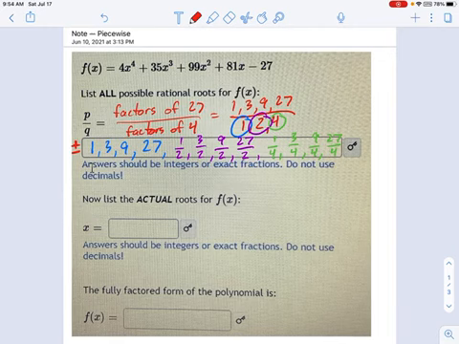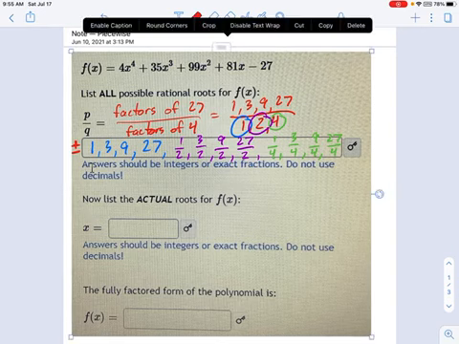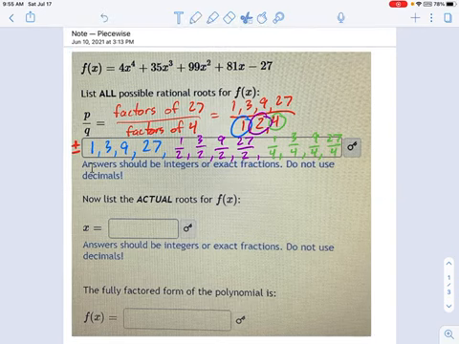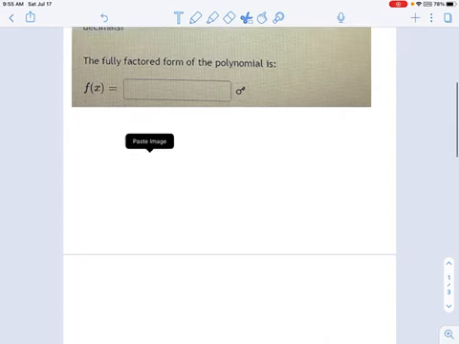So you're actually going to be entering like 24 answers in this box for all the possible roots. And now, which of those 24 possible roots are actual roots? Well, we're going to have to do some synthetic division to figure this out. So let me grab this guy. Come here. And we're going to come down here and start our synthetic division.